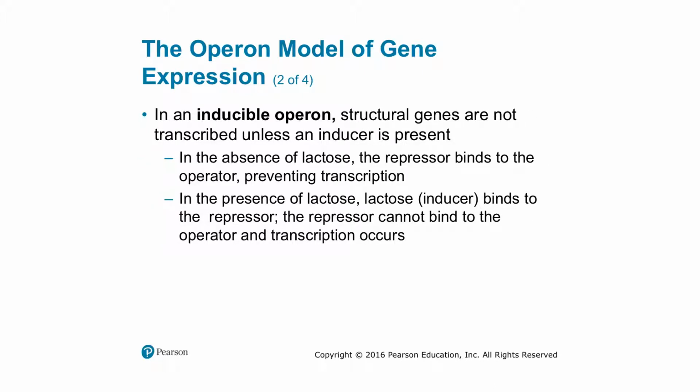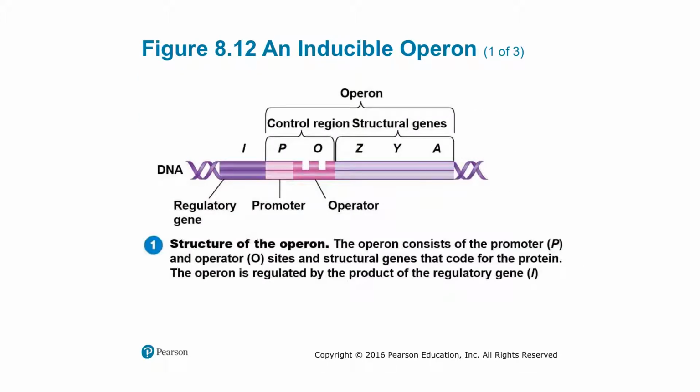An inducible operon is one in which structural genes are not transcribed unless an inducer is present. In the absence of lactose, the repressor binds to the operator, preventing transcription. And in the presence of lactose, the lactose inducer binds to that repressor, and that repressor cannot bind to the operator, and transcription occurs. So this is the lac operon. This is one of the first ones they discovered. That's why they talked about lactose in there.